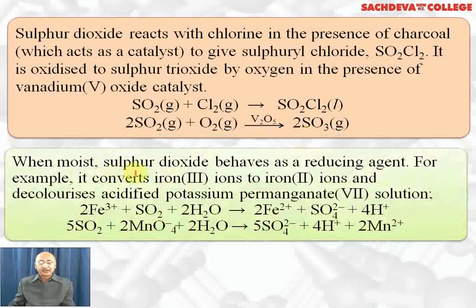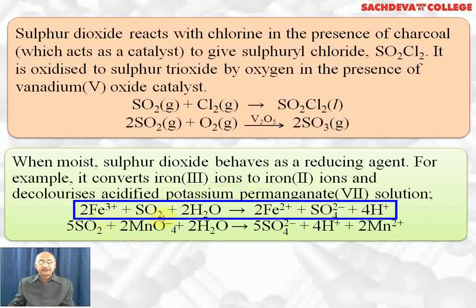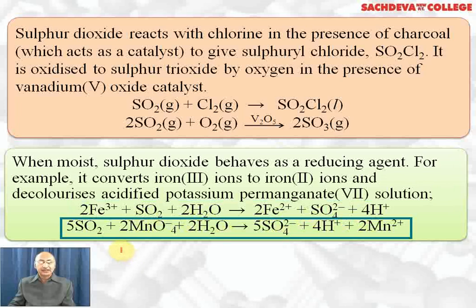When moist, sulfur dioxide behaves as a reducing agent. For example, it can convert ferric ion, that is iron 3 ion, to ferrous ion, that is iron 2 ion, and decolorizes acidified potassium permanganate solution. Ferric ion, when it reacts with sulfur dioxide in the presence of water, gets reduced to ferrous ion. Sulfur dioxide gets oxidized to sulfate ion, plus H ions are formed. Similarly, sulfur dioxide, when passed through an acidified solution of KMnO4, gets oxidized to sulfate ion plus H ion plus Mn 2+ is formed, that is, it gets decolorized.